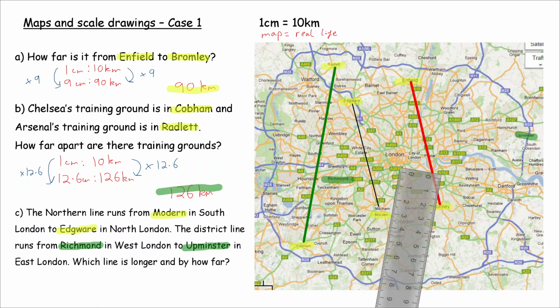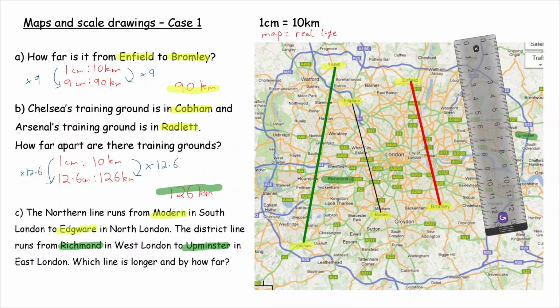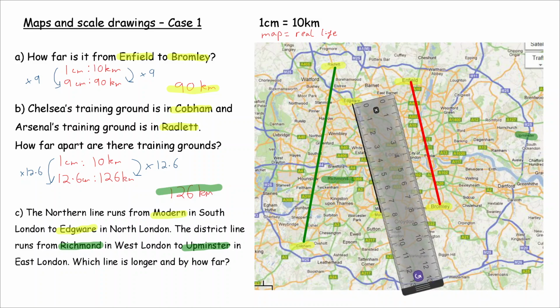So Edgware to Modern. Again, as long as you're roughly going to the middle of that place, you're going to be okay. Now we've got to measure this using our ruler. So let's go and do that. And let's flip this around so we can see what's going on a bit more clearly. Let's get it lined up. Okay, that's looking pretty good to me.